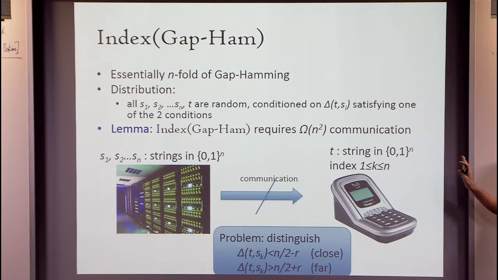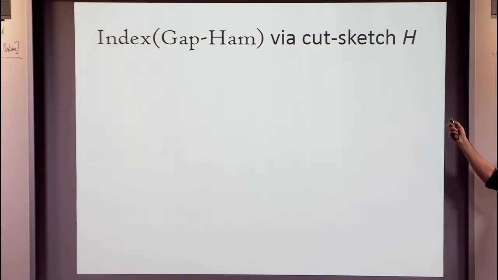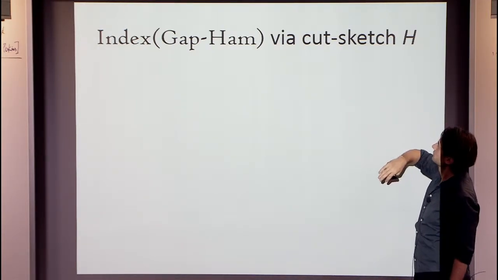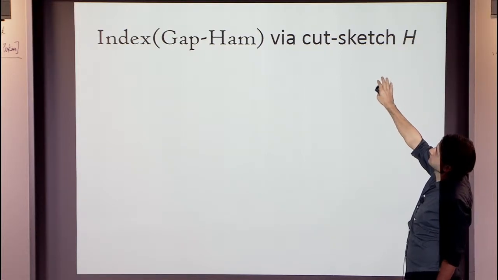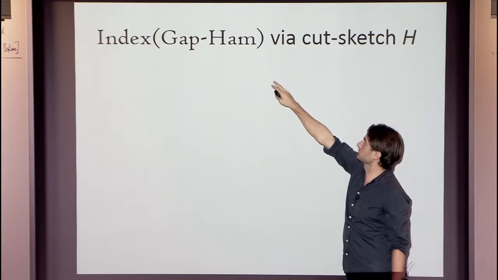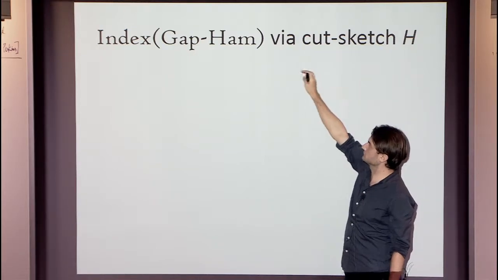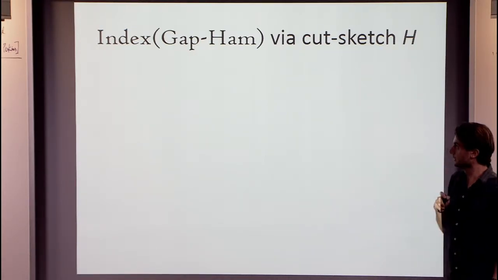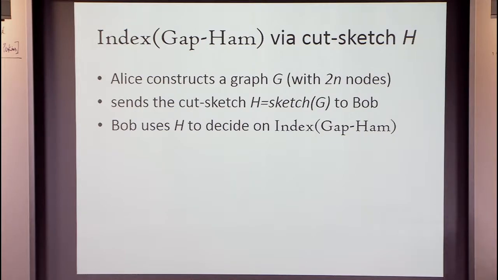So now, what I will show is how to reduce this problem. Assuming that index gap Hamming requires n squared size, what we want to show is that if we can solve this cut sketch problem, then we can solve this problem as well. The idea is to do some kind of embedding of one problem into the other. In particular, Alice and Bob will use this cut sketch construction to solve their index gap Hamming problem, and it works the following way.